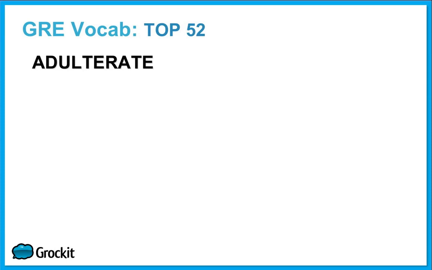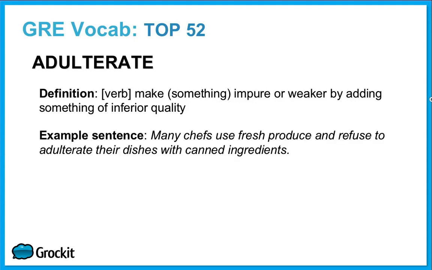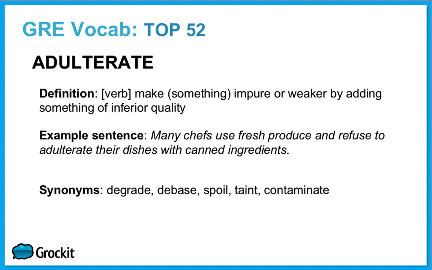Adulterate is the next word. Adulterate means to make something impure or weaker by adding something of inferior quality. Many chefs use fresh produce and refuse to adulterate their dishes with canned ingredients. Synonyms include degrade, debase, spoil, taint, and contaminate.